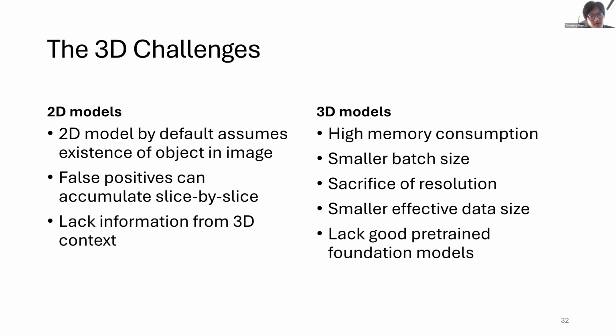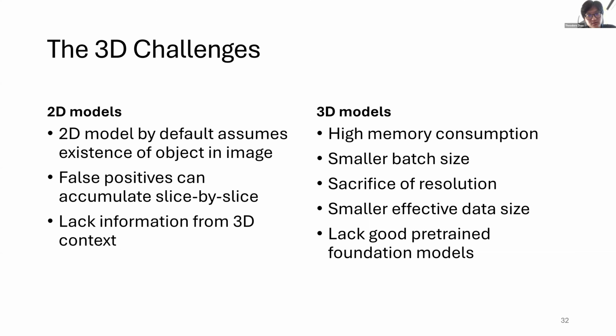Another very obvious challenge is that a 2D model lacks the information from the 3D context. You don't see the neighboring slices, you don't see the full shape of the object in the larger 3D volume. That limits the model, and that information is very critical.